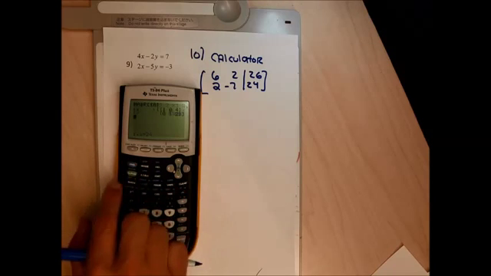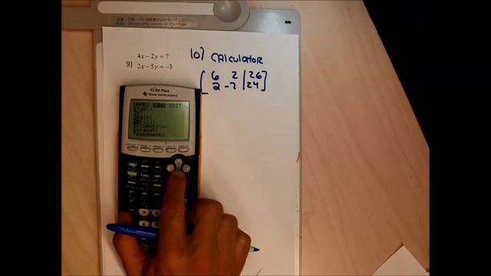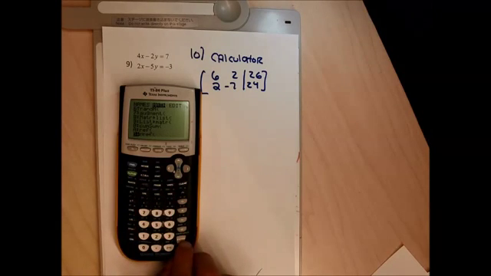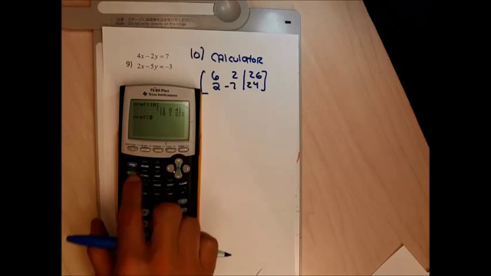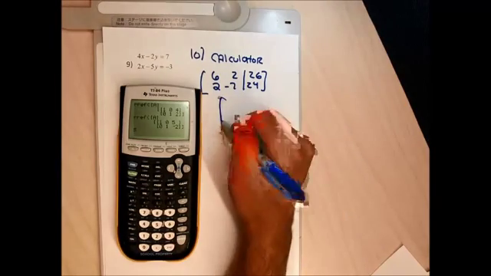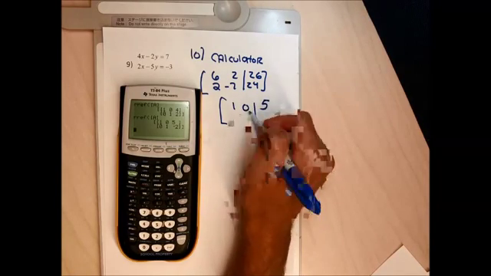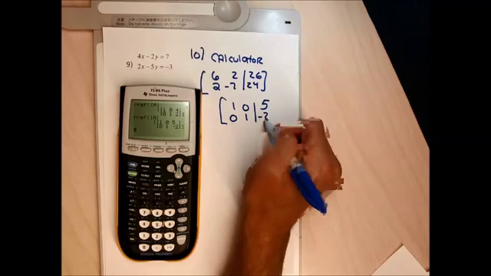Then second quit, second matrix, math. So first edit, second math. When you go to math, you go down to RREF and hit enter. And then second matrix, first edit, second math, RREF, third names A, enter and enter. Beautiful. So my final matrix should be 1, 0, 5, 0, 1, negative 2.